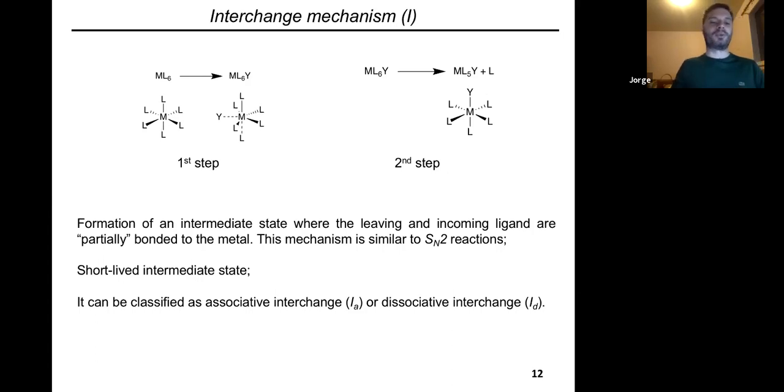In this mechanism, we have a short-lived intermediate state and we have two options. One of them is called associative interchange, IA, or dissociative interchange, ID. So now let's talk about associative interchange and dissociative interchange.